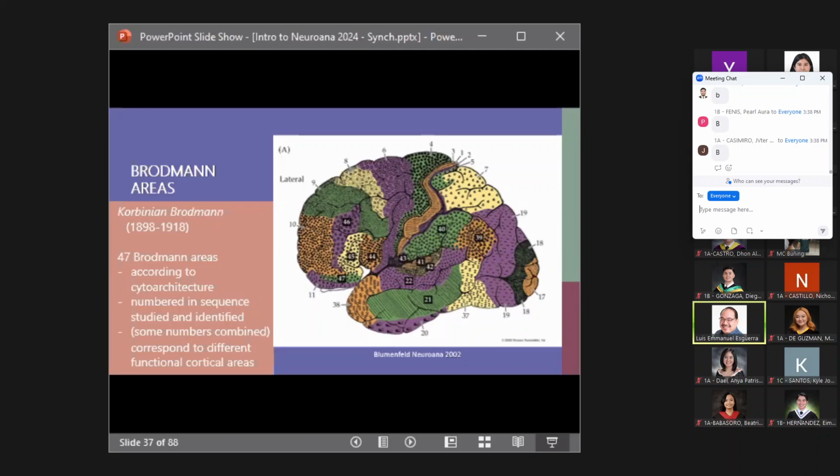This green polka dot area in this image is the precentral gyrus, and that's the primary motor cortex. That's the functional area, number 4 in the Brodmann classification. You'll learn more about that in the lecture also of Dr. Rivera.